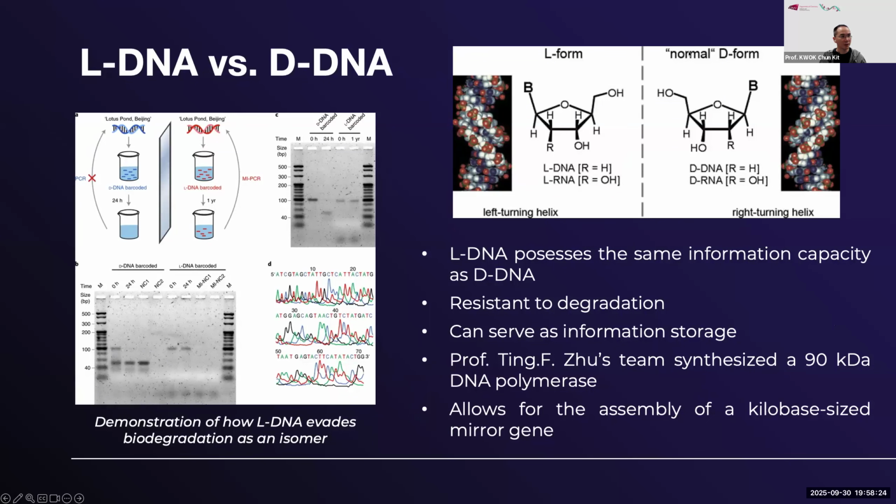L-DNA is another type of DNA molecule. It is the stereoisomer of the natural D-form DNA. So you can also use that to store information. This is an experimental study demonstrating how L-DNA evades biodegradation as an isomer. L-DNA in principle possesses the same information capacity as the natural D-form DNA. It's resistant to degradation and can serve as information storage. And Professor Zhu Ting at Westlake University has synthesized a 90 kilodalton DNA polymerase that allows the replication of L-DNA. It also potentially can allow for the assembly of kilobase size mirror genes.